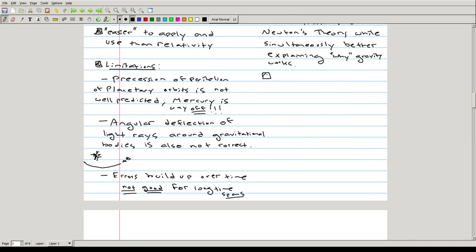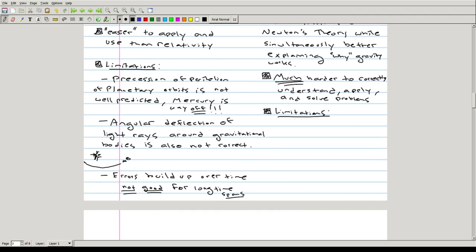And in general, it's much harder to correctly understand, apply, and solve problems in general relativity. There are definitely some other limitations to this theory as well, in extreme scenarios, such as very, very large mass, like black holes.